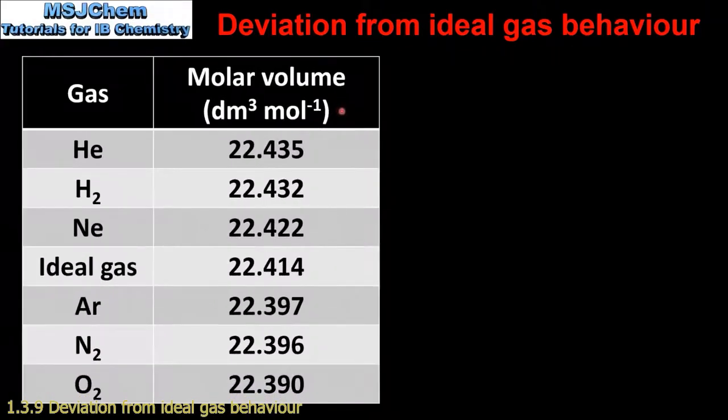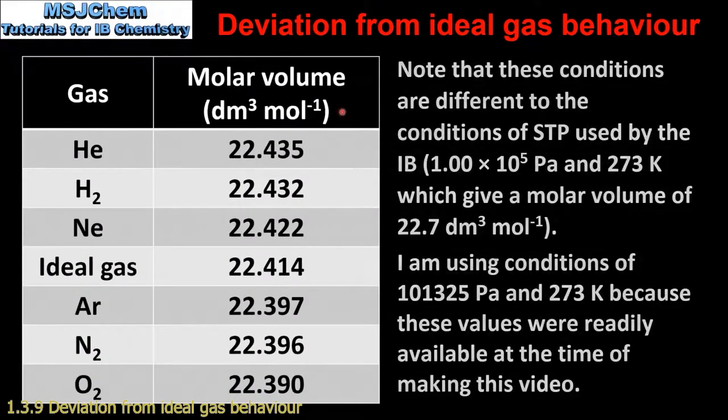In this table, we have the molar volumes for a range of real gases as well as an ideal gas. For an ideal gas, we have a value of 22.414 cubic decimeters per mole. If we look at the molar volumes for the real gases under these conditions, we can see that they are similar. This tells us that real gases behave almost ideally under these conditions. However, as mentioned in the previous slide, real gases deviate from ideal behavior at low temperatures and high pressures, which we'll look at next.